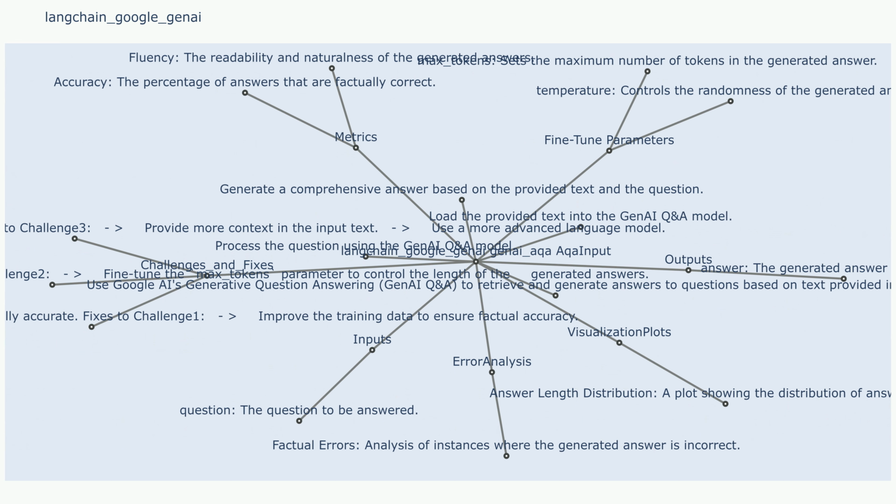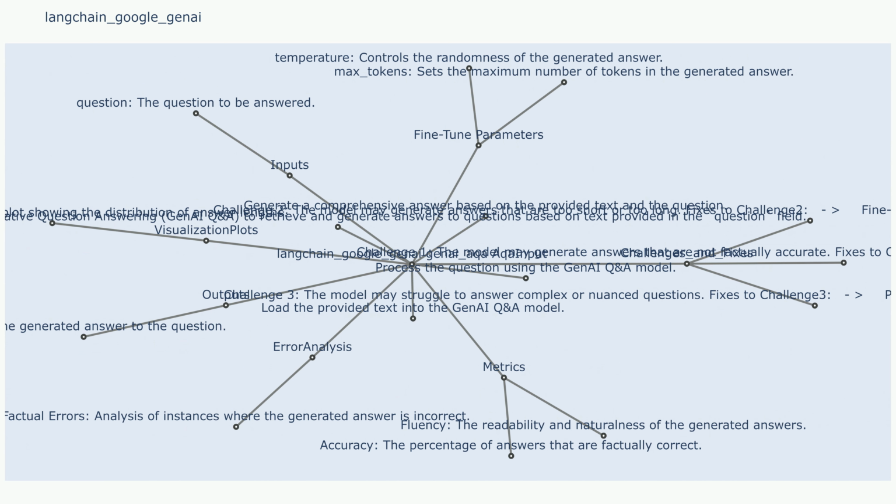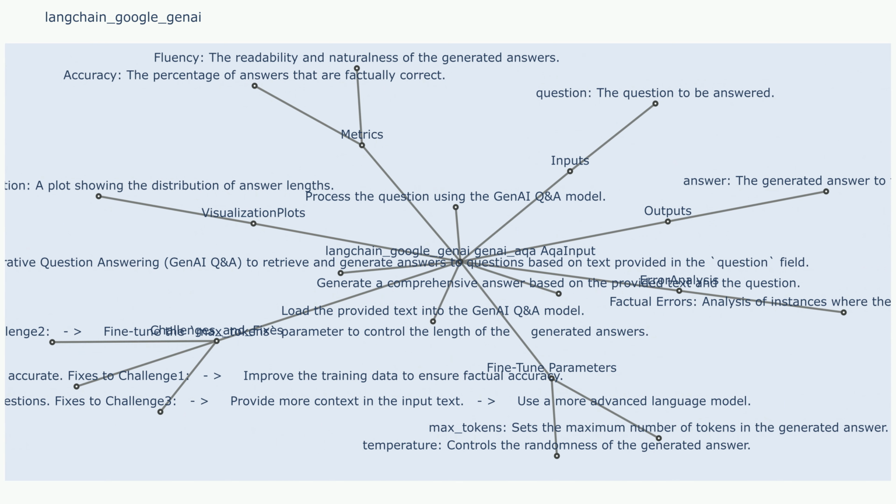Fine-tune parameters. Learning rate controls the step size during model training. Batch size. The number of samples processed at once during training. Uncertainty methods. Temperature scaling adjusts the model's confidence in its predictions by introducing randomness. Dropout. Randomly drops out neurons during training to prevent overfitting.